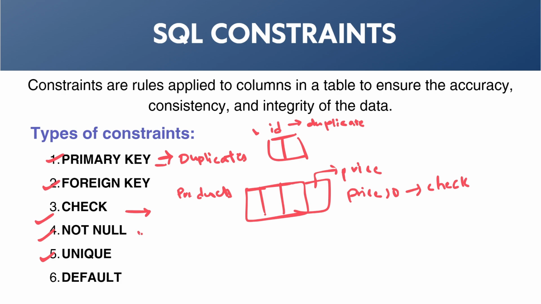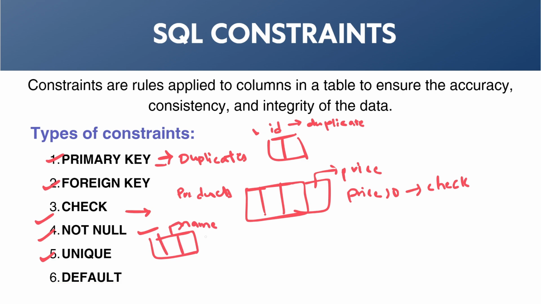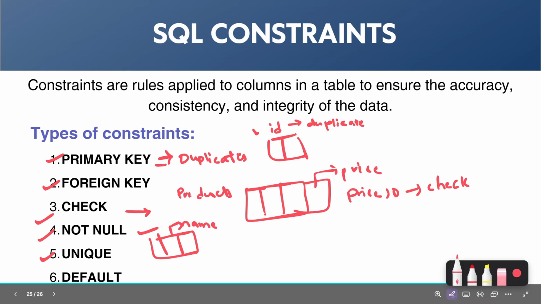Next comes the not null constraint. The not null constraint ensures that a column cannot have null value. That is, no empty data is allowed. For example, let's say there is a customer table with customer ID and name. For the name column, I am making sure that not null constraint is applied. That means there should be no null values in the name column. Alright, you got the point, right?